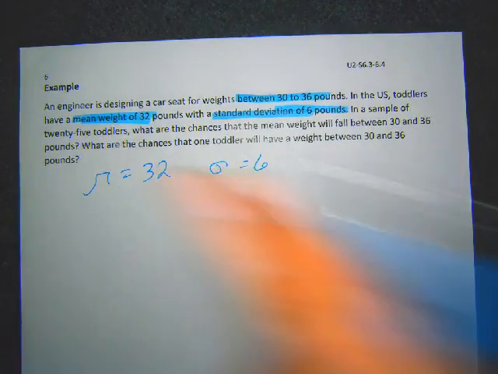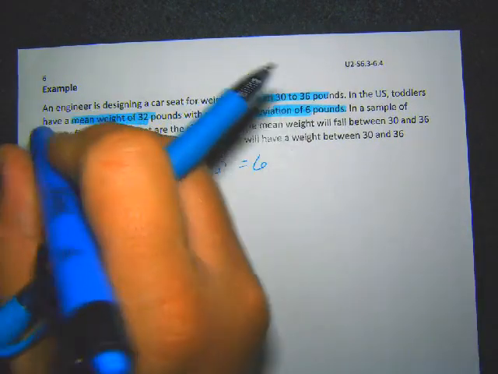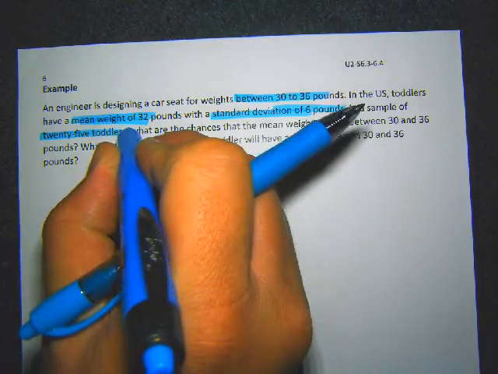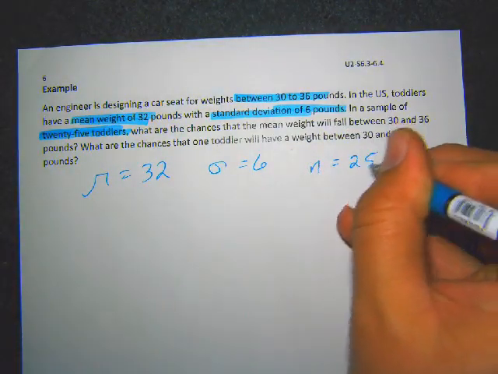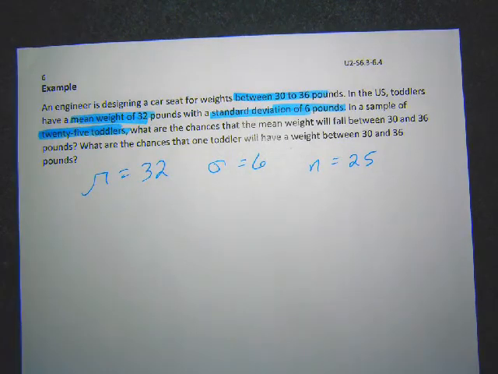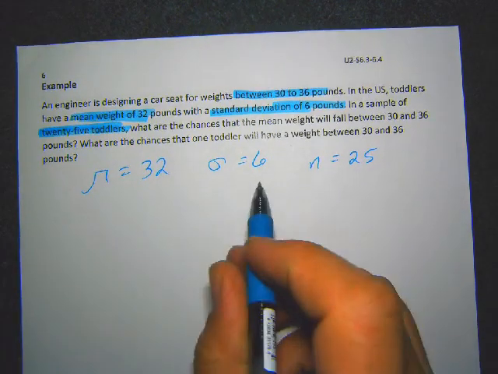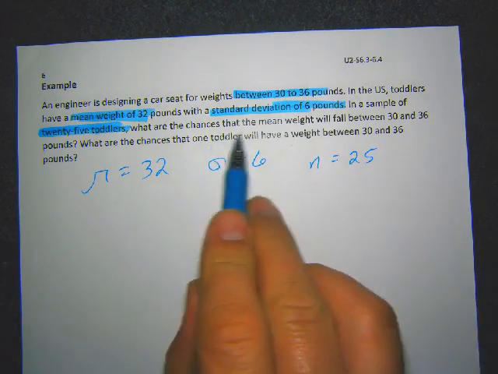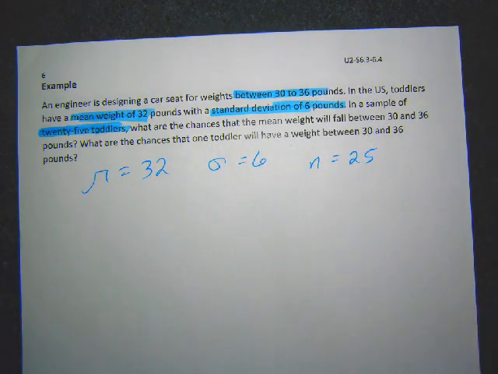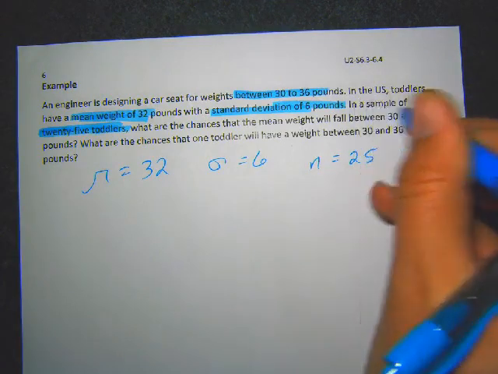And a sample of 25 toddlers. Oh, that's the important part right there. 25 toddlers tells me that now my sample size is 25. And since my sample is 25, I'm going to have to tweak that standard deviation. It's going to get smaller because it's not going to stay 6, because we have a group. What are the chances the mean weight will fall between 30 and 36? We want to find the probability that it's going to be between this range.